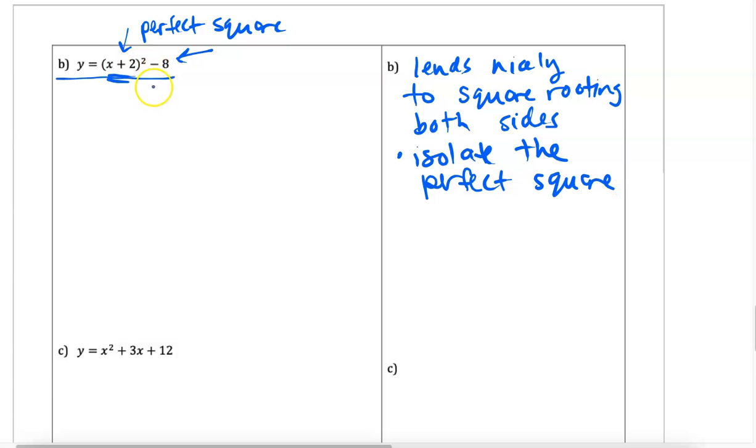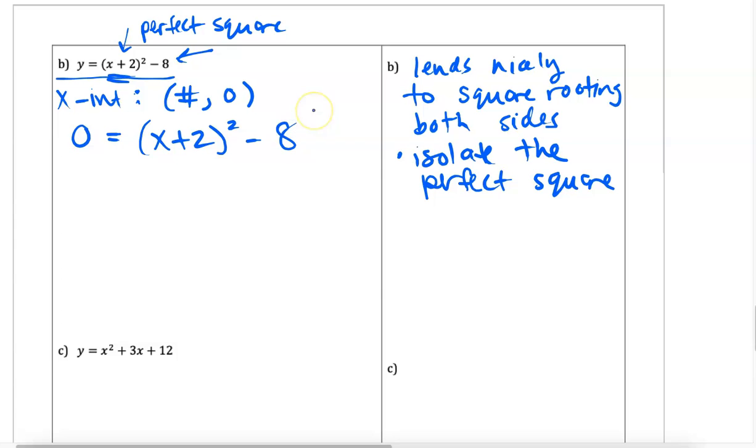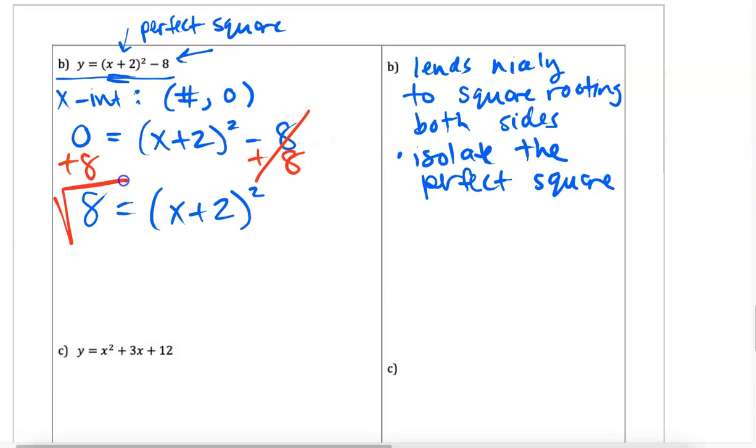So I would, well, let me back up. For the x-intercept, I plug in 0 for y, right? This is number, comma 0. So I'd plug in 0 for y, and then I want to solve for x. Because I already have a perfect square in my equation, it lends itself nicely to just square rooting both sides, but it helps to add the number to the other side so that I can square root both sides.